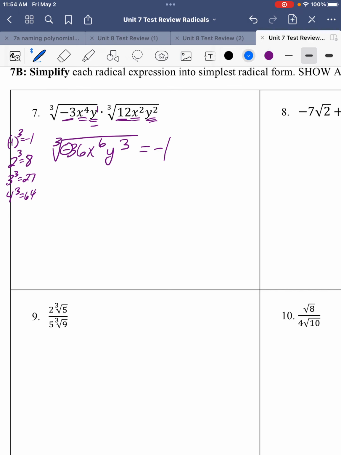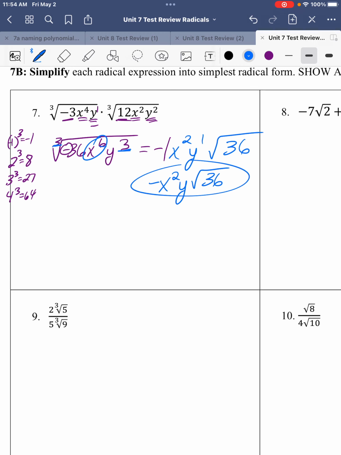Cube root of x to the 6th is 6 divided by 3 is 2, so x squared comes out, nothing left over. 3 divided by 3 is 1. And what's left over is just a 36. And then I'm just going to clean this up a little bit. Negative 1 times x squared, we're just going to write it as negative x squared. And y to the 1st, we just write y. So there is your answer for number 7.